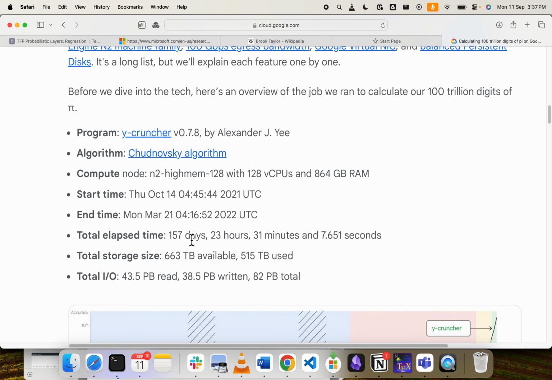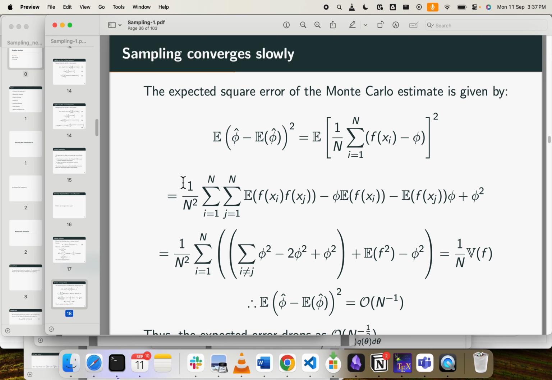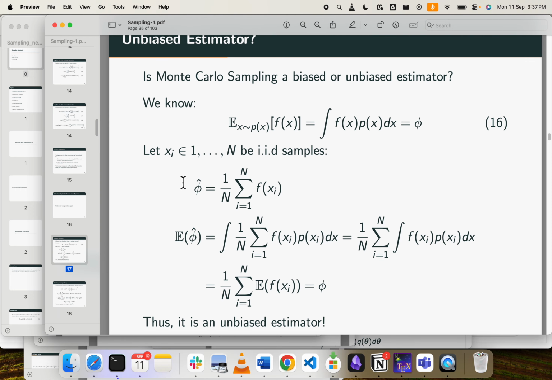So they ran this algorithm for 157 days on very heavy duty machines. Importantly, if you just see the increase in the number of digits that they are able to get, it's very rapid. The important thing is that the main takeaway message from this particular slide is that the estimate is unbiased, but it exhibits variance, and the variance is inversely proportional to the number of samples.